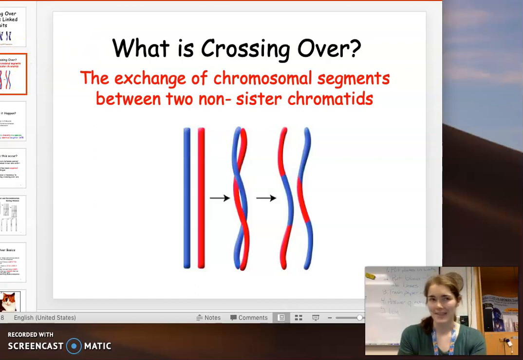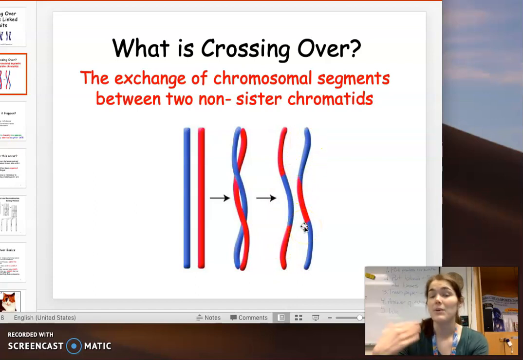We briefly talked about crossing over when we talked about mitosis and meiosis. At its core, crossing over is just an exchange of chromosome segments between non-sister chromatids. So let's say that red is from mom and blue is from dad. It blends together, and then you get one that's part mom, part dad, another that's part dad, part mom.